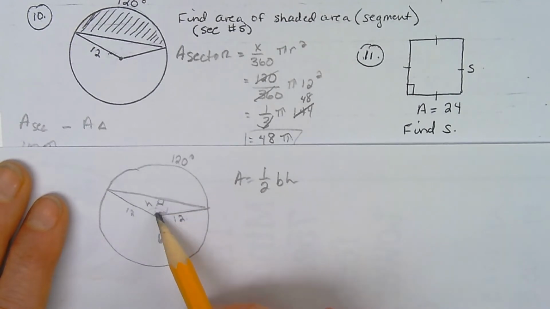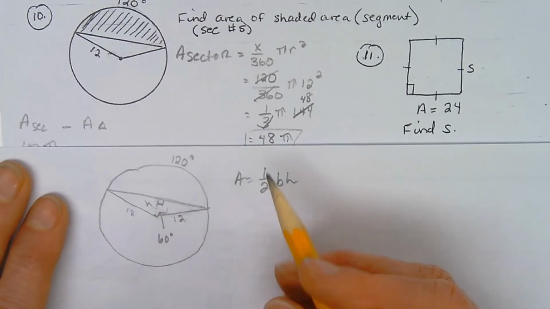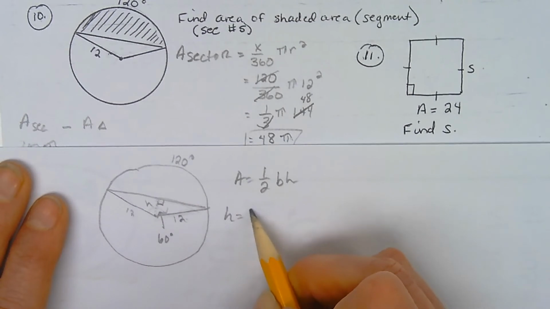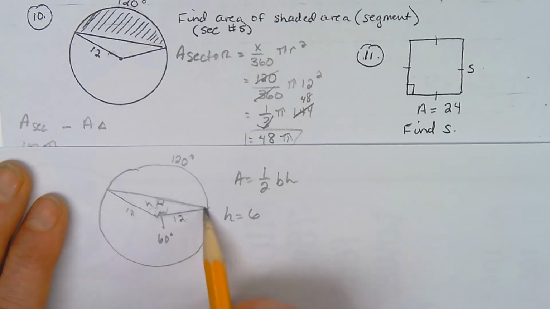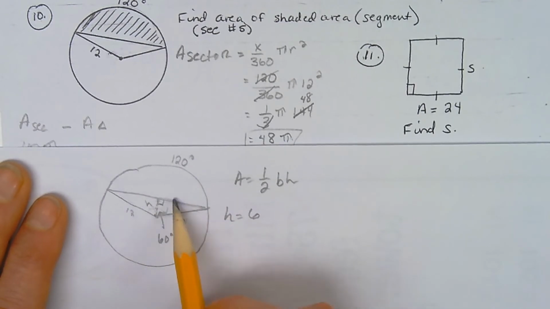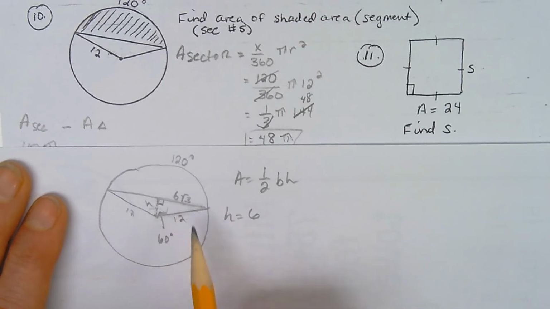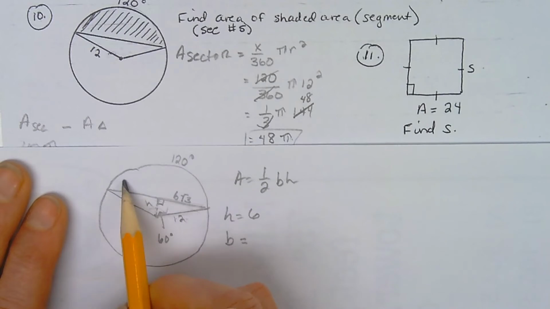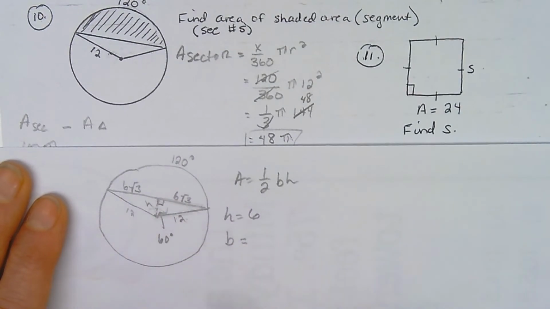So if this hypotenuse to this 30, 60, 90 degree triangle is 12, then the height is half of that. So the height is 6. The height is half of this hypotenuse. This is the short leg. And then the long leg of the triangle is equal to the short side times rad 3. So this is 6 rad 3. So the base then of this whole triangle is equal to 6 rad 3 plus 6 rad 3. So that's 12 rad 3.